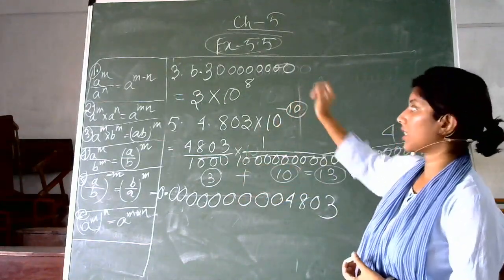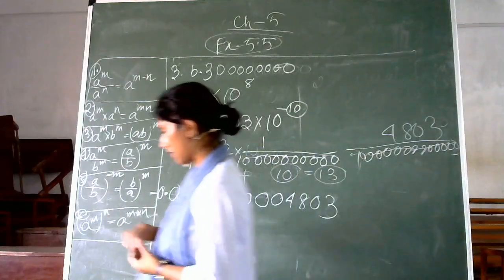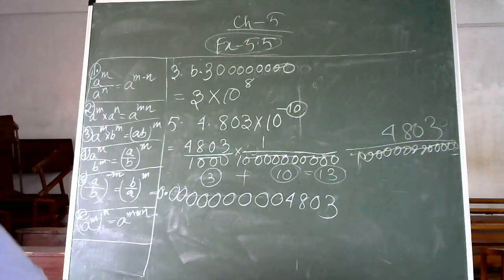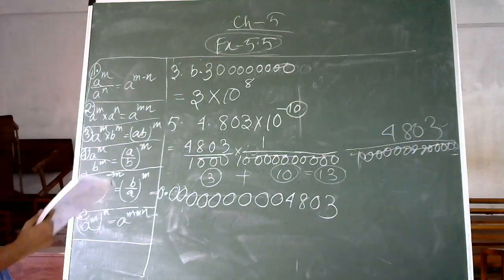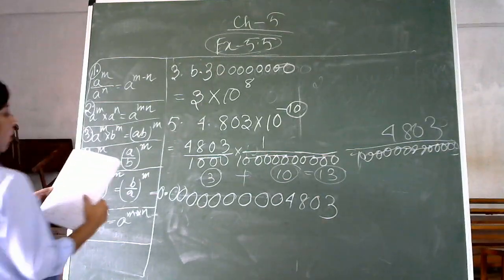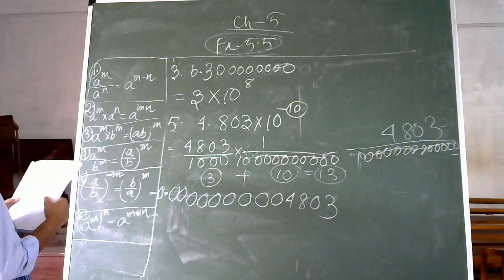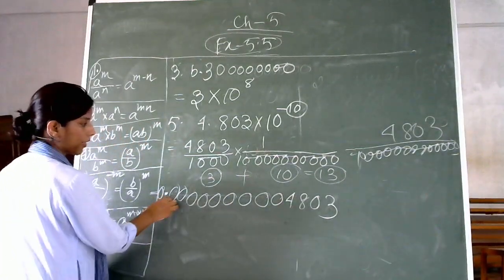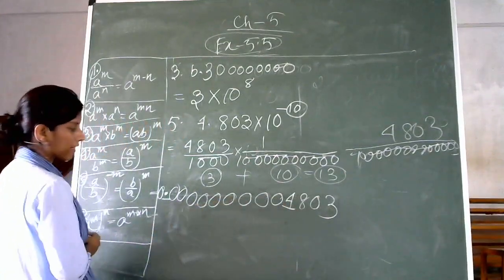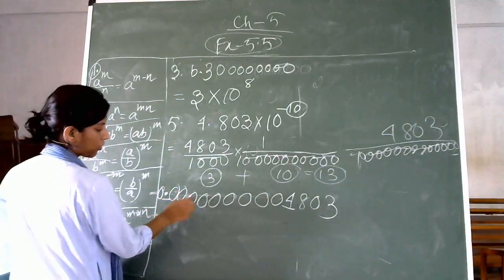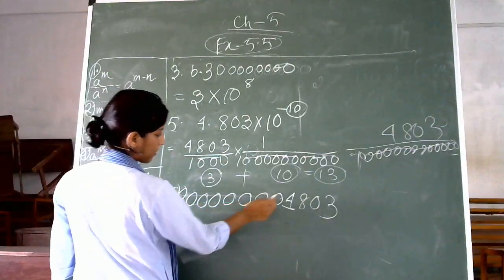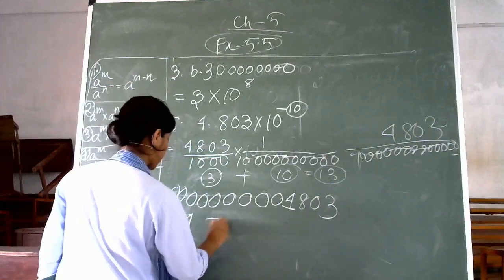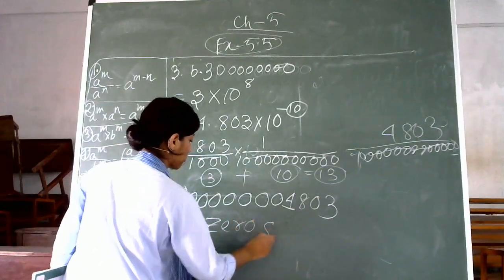So now I have written it in the standard form, that is the scientific form. You read the question, what they are asking you. They are asking you to find how many zeros would be there between the decimal point and the digit 4. So here is the decimal point and here is the digit 4. So how many zeros are there if you count? 1, 2, 3, 4, 5, 6, 7, 8, 9. So here I have 9 zeros.